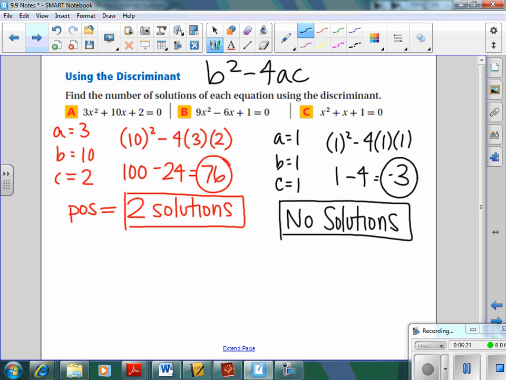So pause the video and try B on your own. Hopefully you know that it's going to be only one solution, because we've done one of all the other ones. But plug it in and make sure that you can get the correct value out.